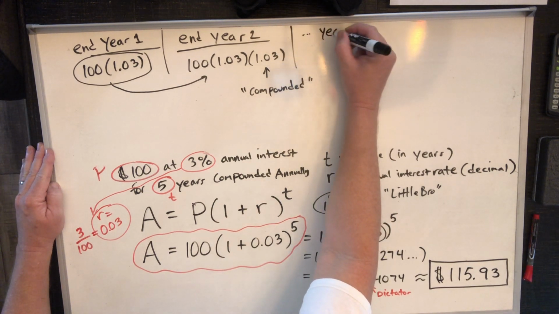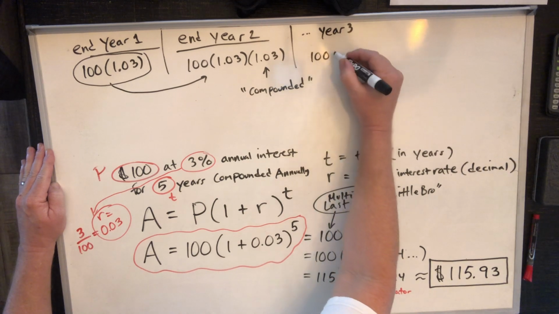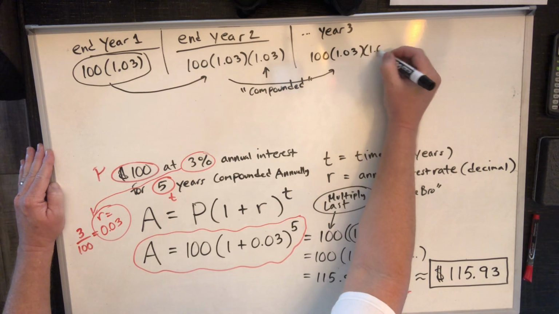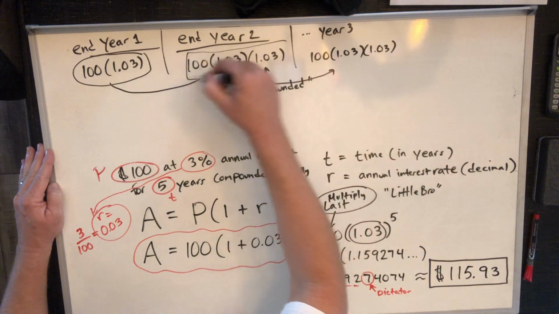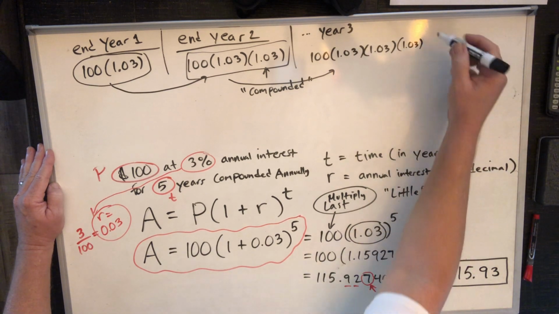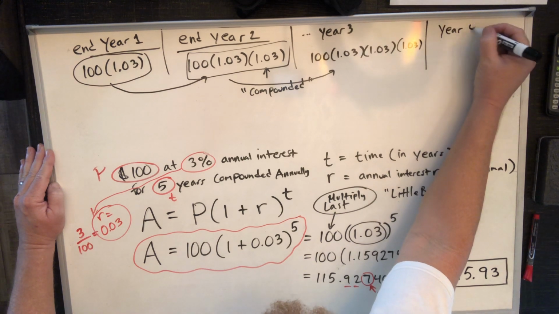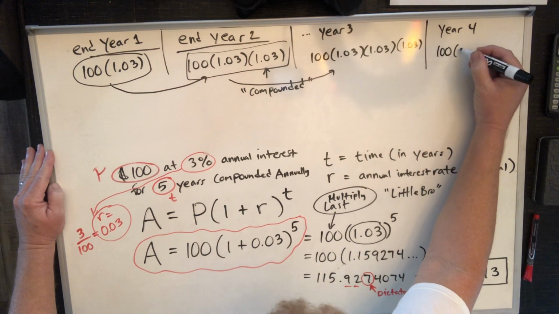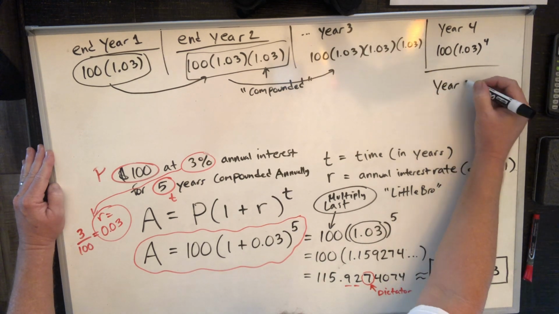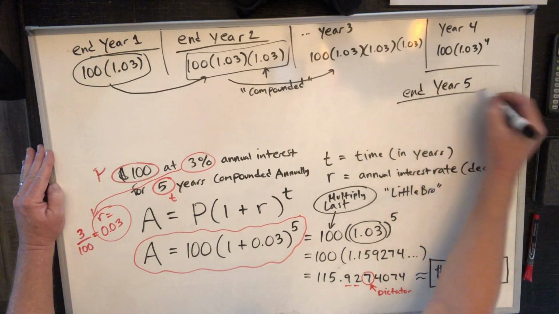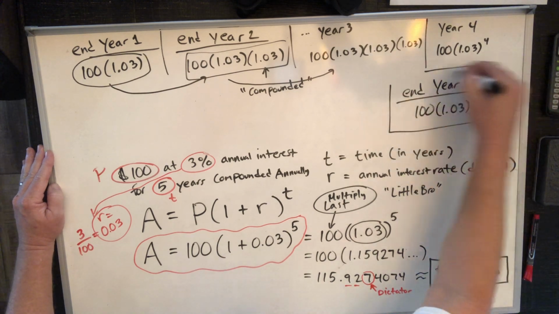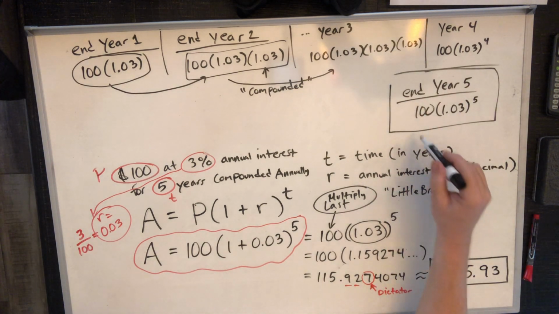At the end of year 3, you now have the previous year. I'm intentionally not multiplying these. You take all of the previous year, and then you multiply it one more time, and so on and so forth. Year 4 would be 100 times 1.03 to the 4th power. And then in year 5, at the end of year 5, it would be $100 times 1.03 to the 5th power.